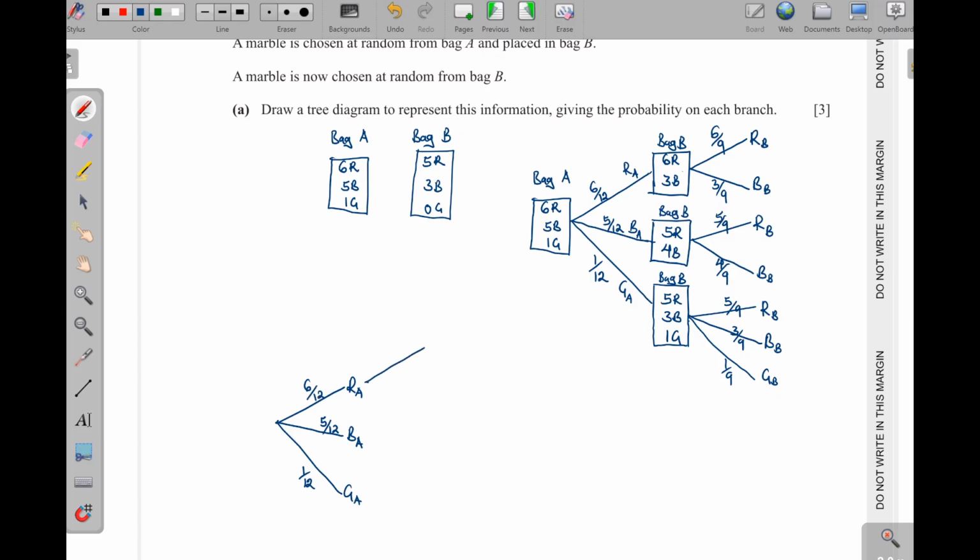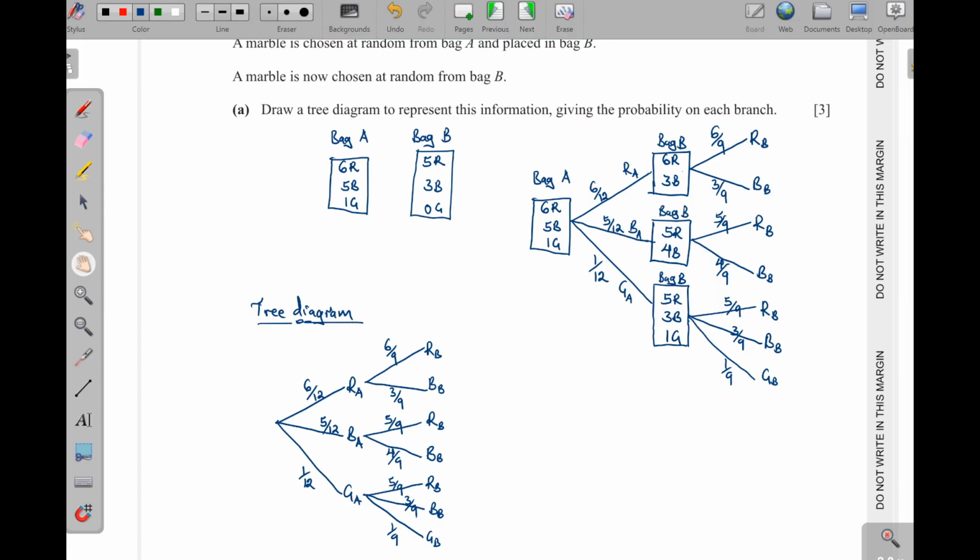Then we have 2 branches here, 2 branches here, and then we have 3 branches here. So red from B, blue from B, we see 6/9, then 3/9. Then red from B, we see 5/9, and then 4/9, which is blue from B, then red from B, blue from B, green from B. This is 1/9, this is 3/9, and this is 5/9. So I can say this is my tree diagram.